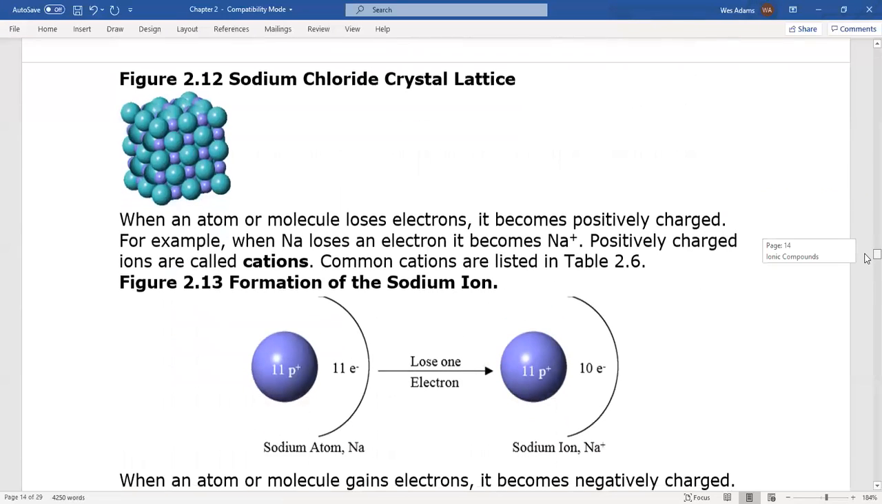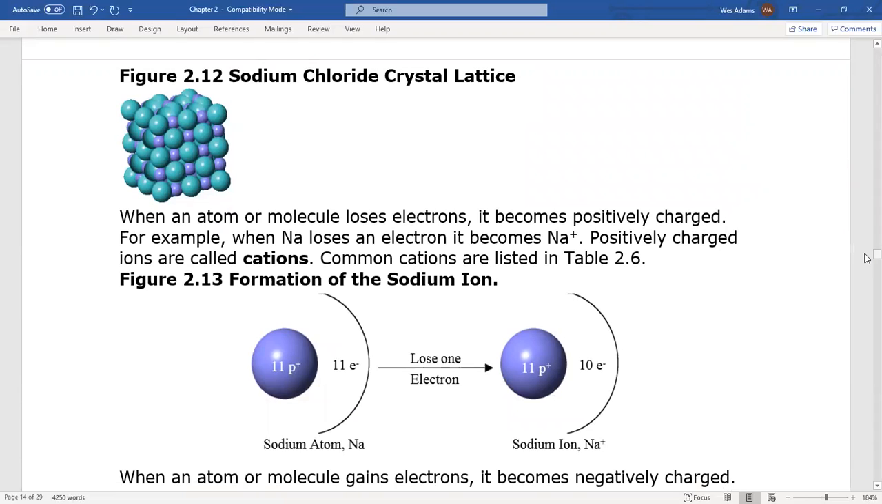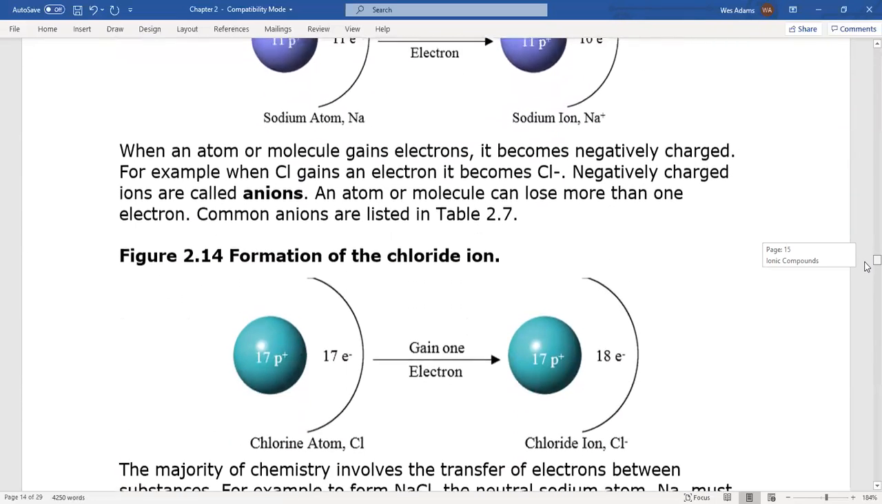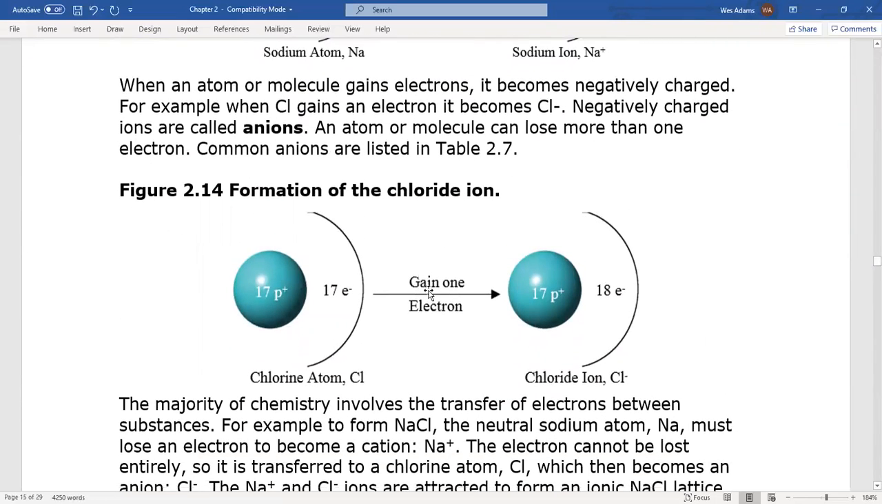And so when an atom or molecule loses electrons, it becomes positively charged and forms that cation we're talking about. So if you look at the graphic, we've got a sodium atom with 11 protons, 11 electrons. It's going to lose an electron and become 11 protons and 10 electrons. So it's lost an electron. When we form the anion, it's going to gain electrons. And we've got 17 protons, 17 electrons. It's going to gain 1 electron to have 17 protons and 18 electrons.